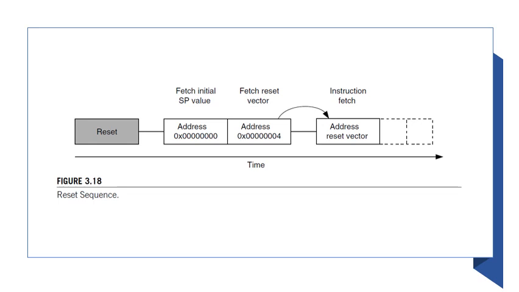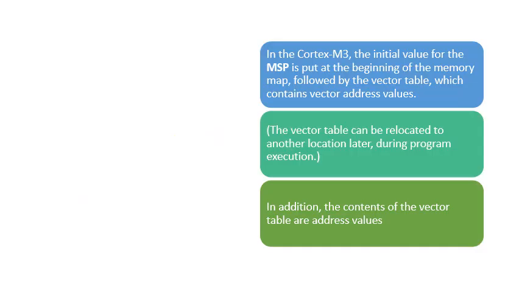Now this is the sequence. Once the processor is reset, first it will read the SP value as 00000000. Then it will fetch the reset vector address from the location 00000004. Then come the next instructions by the user. So up to here it is the processor, and after this the user instructions will be executed one by one. This is the reset sequence.